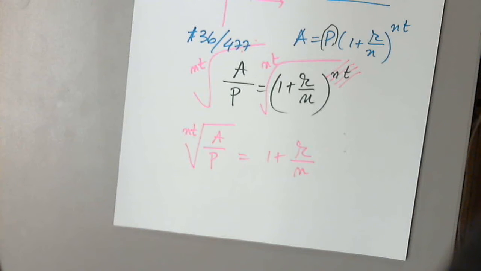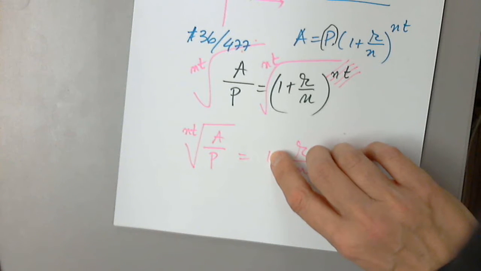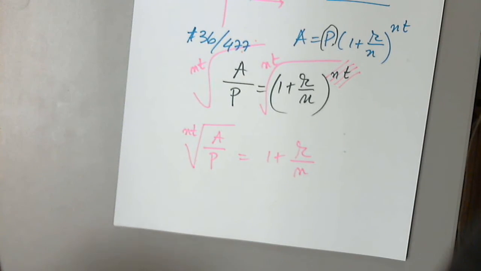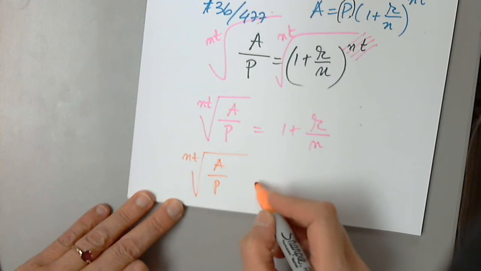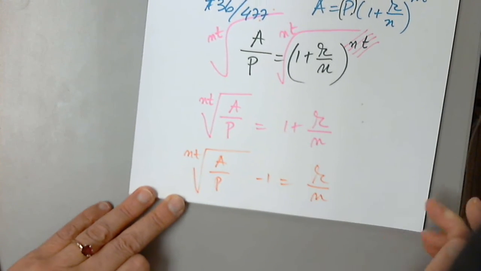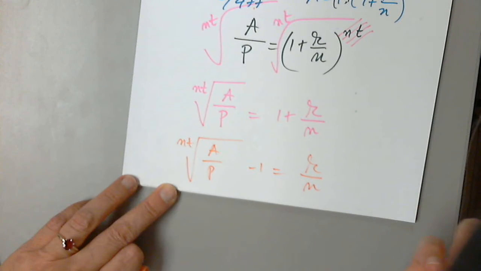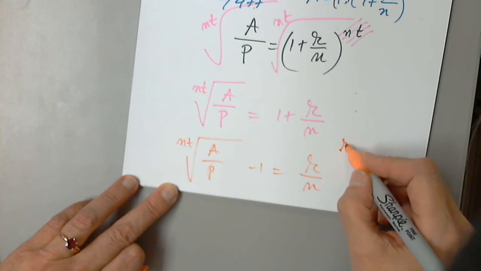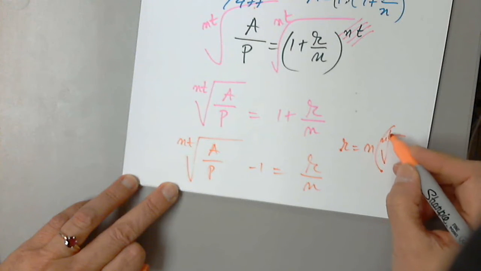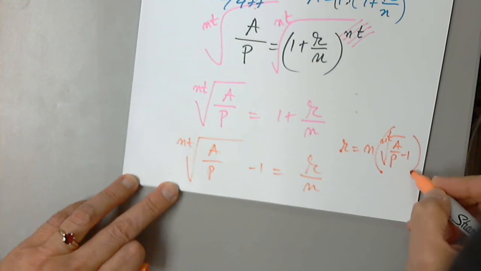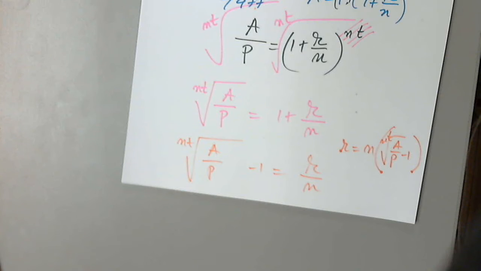I'm getting closer. What will I do next? Multiply by R. No, first of all, I have to subtract 1 first, right? So I have the nt-th root of A over P, minus 1, equals R over N. And then, yes, I completely agree, multiply both sides by N. So N, parentheses, nt-th root of A over P minus 1, in parentheses. You don't have to distribute.